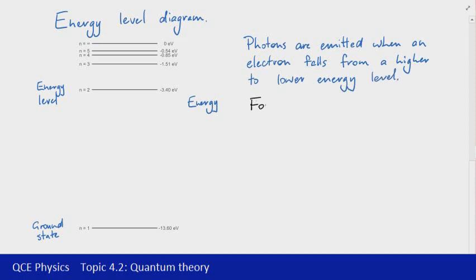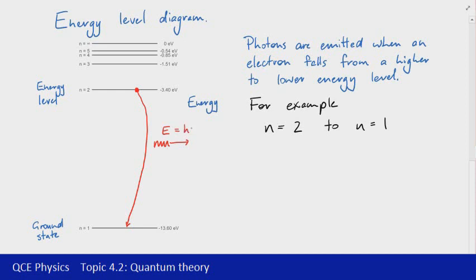So, for example, let's deal with falling from n equals 2 to n equals 1. Now, when I say falling, what I mean is that we're going to start with an electron positioned at this energy level here, and then it's going to drop down to this energy level here, and in the process it's going to release a photon which has a certain amount of energy and a certain wavelength that we can calculate using E equals hf, and then also E equals hc on lambda.